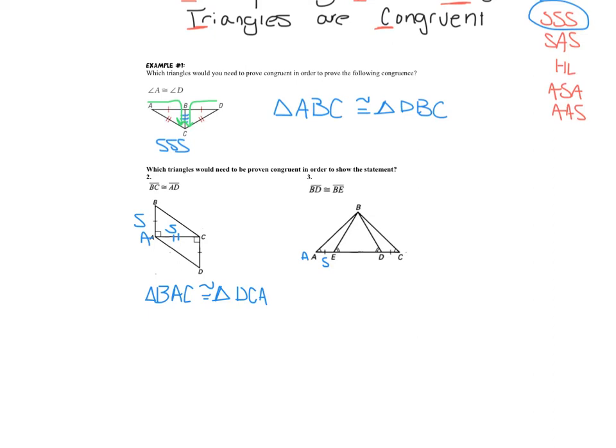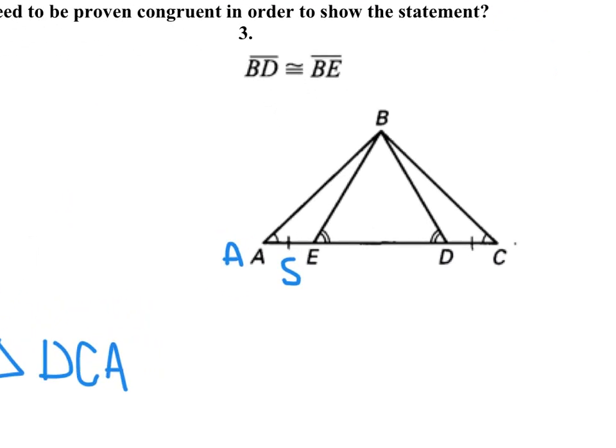The only other thing is angle, side, angle, or angle, angle, side. So because these angles here are congruent, I would be able to say, okay, well then this one is congruent to that one because they're supplementary to the same angle. So that would be an angle, side, angle. The triangles that I could prove congruent would be triangle BAE congruent to triangle, if I went from B to A to E, I would have to go from B to C to D.